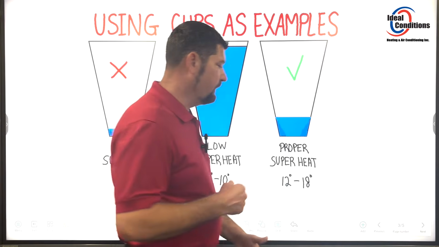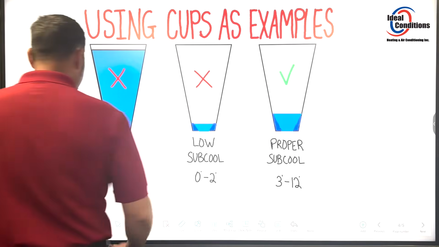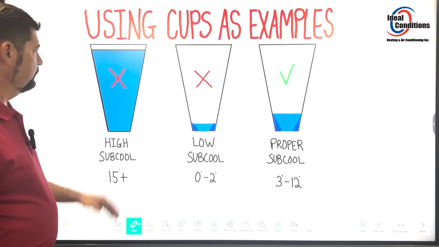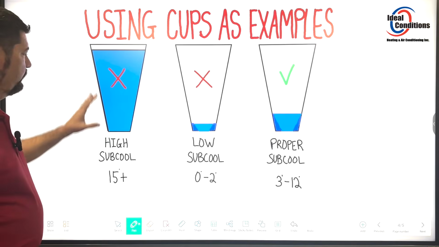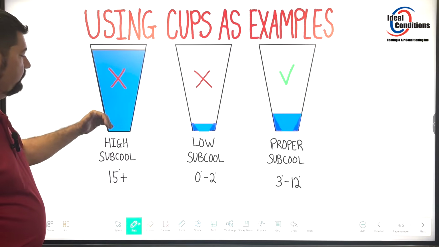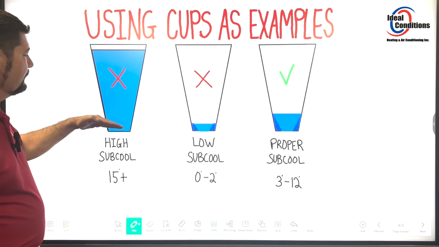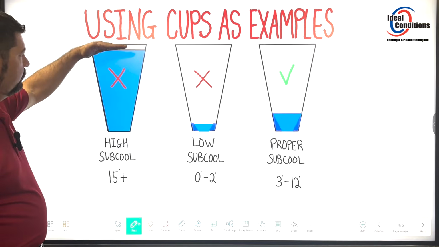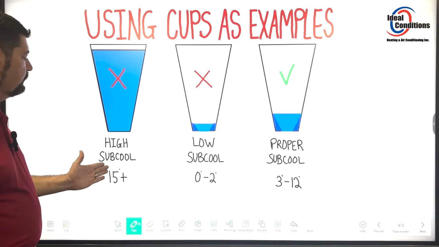All right, and so I'm going to take you a step further, and I'm going to go ahead and dive into subcool. Using cups again, we can use the same cups. We have 3 different cups up here. 2 of them are wrong. 1 is good. We have a high subcool. If this is my condenser coil and I'm overcharged, or there's a restriction, something causing the refrigerant to not get through to where I'm condensing it and I'm getting plenty of liquid in my air conditioner, then obviously this would be a state of too much subcooling, and I just have down here 15 degrees or more.